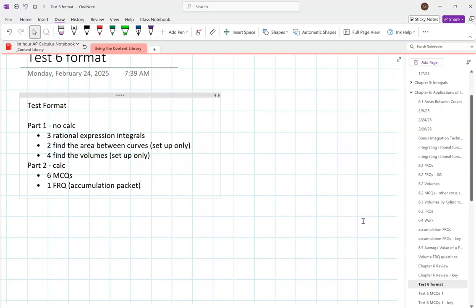Everybody's okay with that? And this is me trying to be cognizant of time, right? I know time is often an issue. That should help speed things along where you don't have to grind through a bunch of algebra.